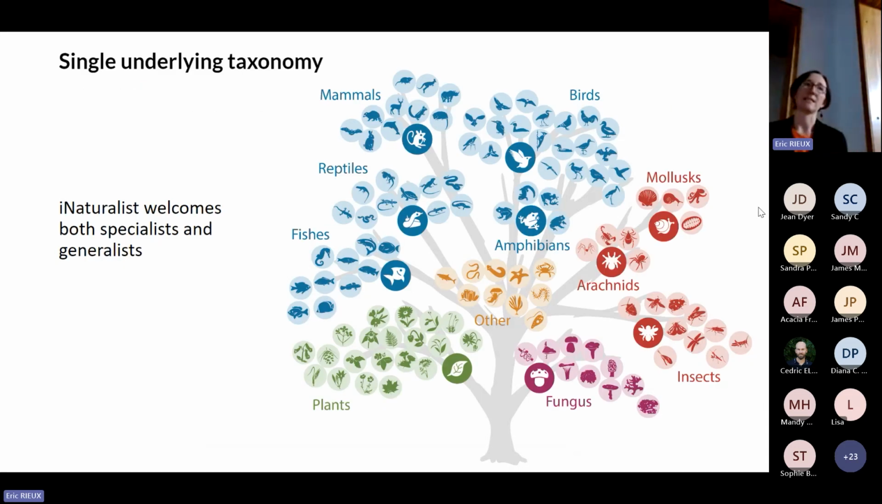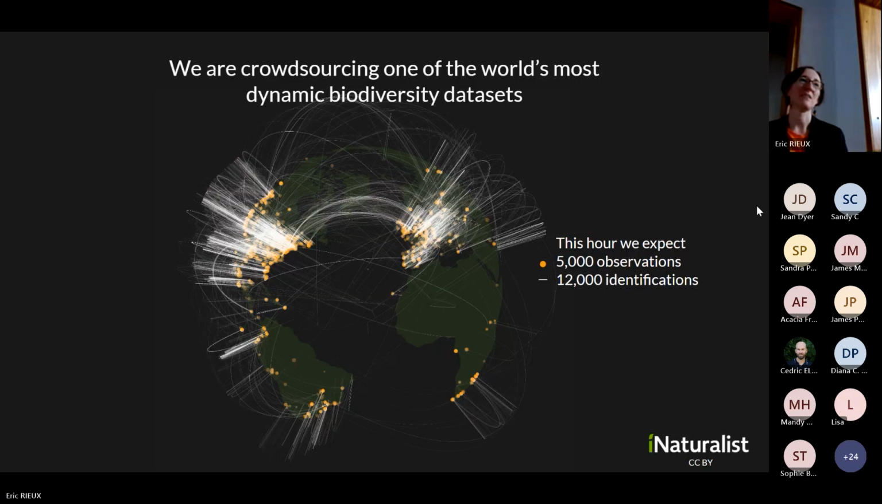Next. One of the ways that iNaturalist is able to do this is by having a single underlying taxonomy. There is one tree of life, and that makes iNaturalist a place for both generalists and specialists, because anything that you can attach to the tree of life, you can observe on iNaturalist. Next. And there's so much activity. This is a snapshot from just 1 hour. And in this hour, we expect about 5,000 new observations and about 12,000 identifications. And it is truly happening across the world. Those lines are connecting the location of an observation in orange to the location of the person who's identifying that observation. So you can see that there's a lot of exchange that happens within regions, but also across.